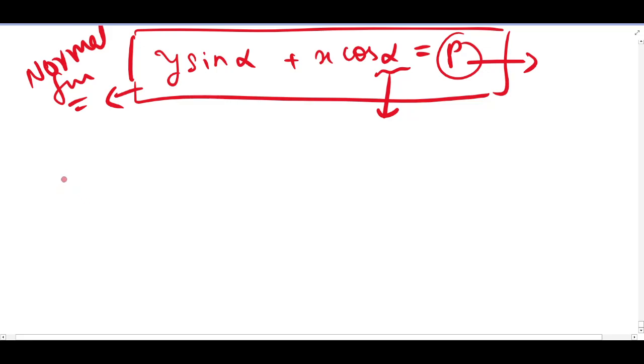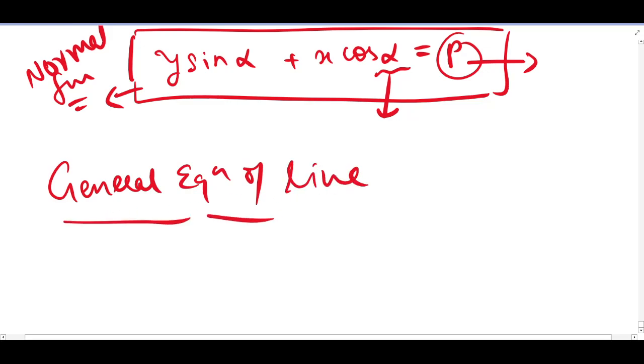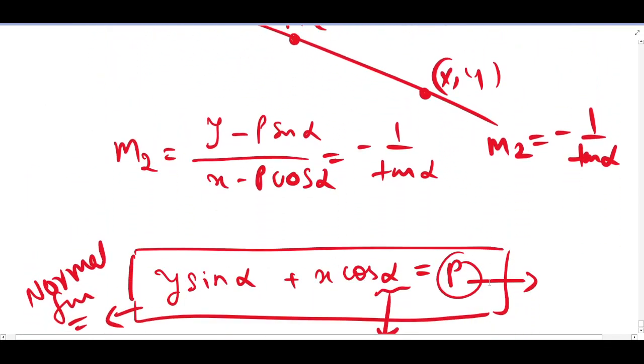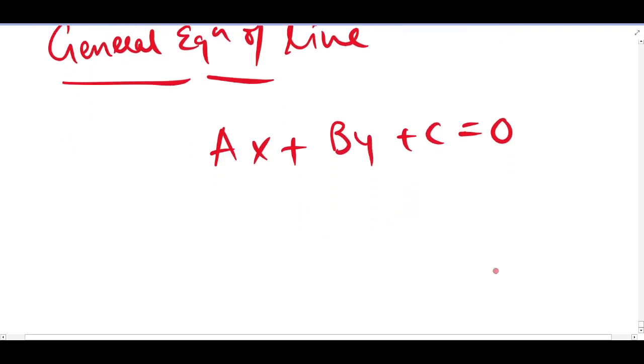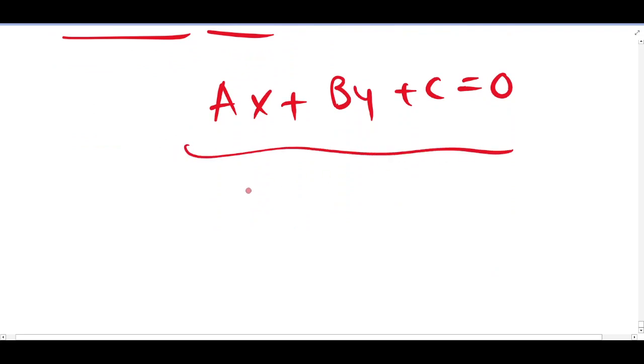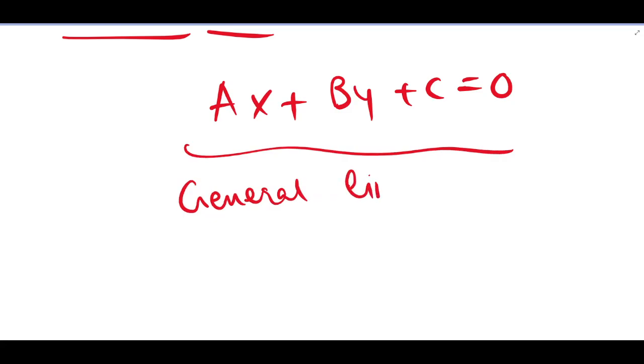Next is the general equation of a line. The general equation is known as ax plus by plus c equal to 0, or we can call it the general linear equation. This equation will always be a straight line.